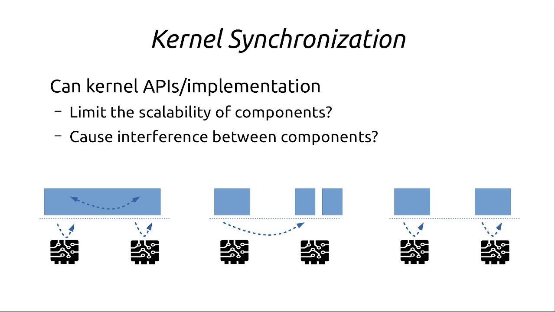An additional area where we have tried to essentially remove implicit policy from the kernel is that around scalability bottlenecks as we increase the number of cores within the system. The big question here is, can the kernel's APIs and implementation in some sense limit the scalability of components or cause interference between components? If the kernel's implementation of its own primitives limits the scalability of the system in some way, then it is imposing performance policy on those components.